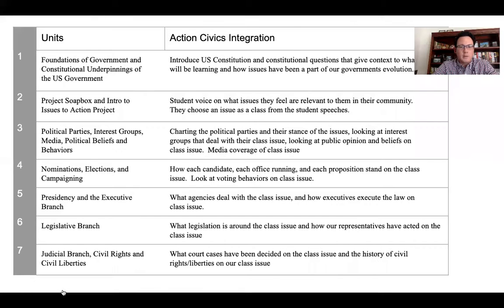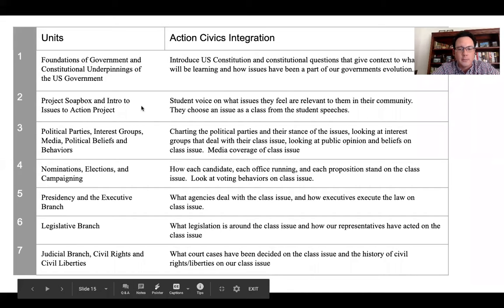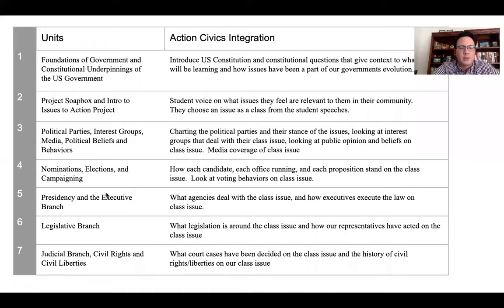All right, so I was going to stop here and really focus on how I do things, because I think it's important to see how I thread it within my class. So these are my 7 units. I have the foundations unit, which is usually unit 1. I have what's called a project soapbox or intro unit to Action Civics, which is my unit 2.